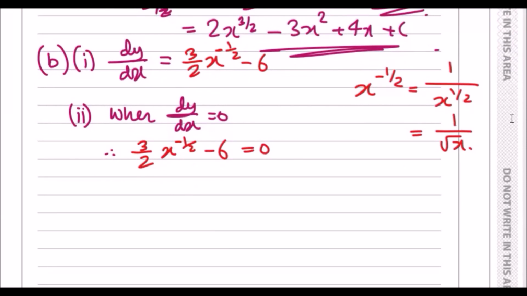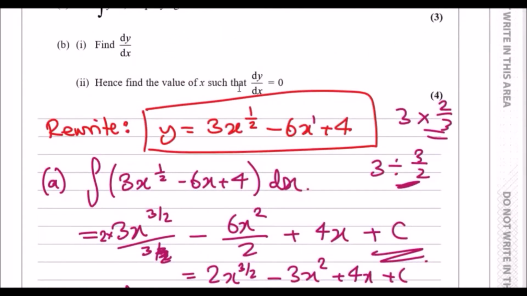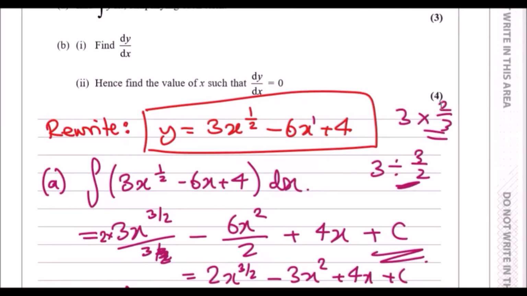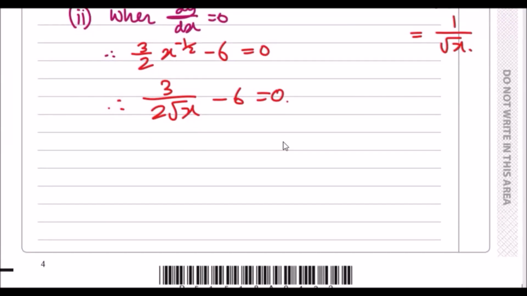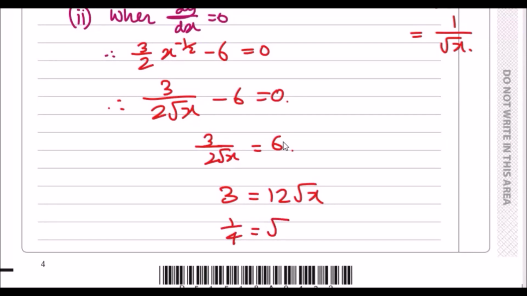Okay, so plug that back in. So you got 3/2 times 1/root x. That's just basically 3/2 times root x at the bottom, minus 6 equals 0. Now we just solve for x. So 4 marks, that's quite big. So what I would do is plus 6 across. So 3/2 root x at the bottom equals 6 times 2 root x across. So clear the fraction. 2 root x times 6 is 12 root x. Divide 12 across. So 3/12 is a quarter equals root x.